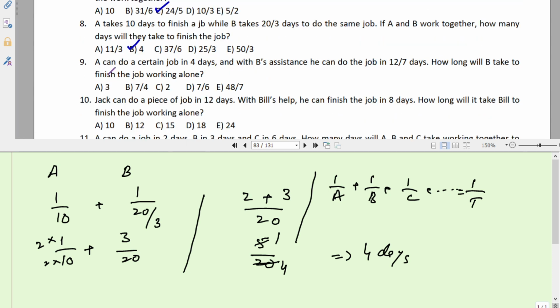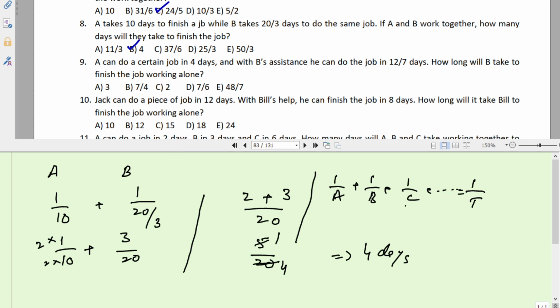It's again similar question. A can do a certain job in 4 days. With B's assistance, he can do the job in 12 over 7 days. How long will B take to finish the job working alone? So now A is working alone in 4 days, but with B's assistance means together they are working in 12 over 7 days.